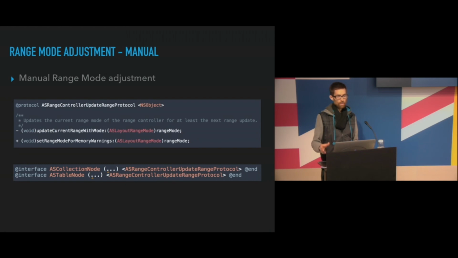So this means if your app gets a memory warning, by default we would clear all of the nodes of your collection view or table view node. If you set a specific range mode via this set update for memory warning class method, you can basically define how ASDK should behave on a memory warning.